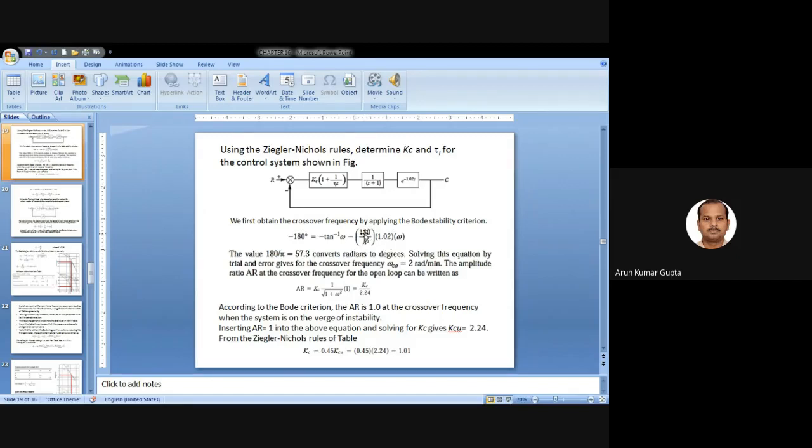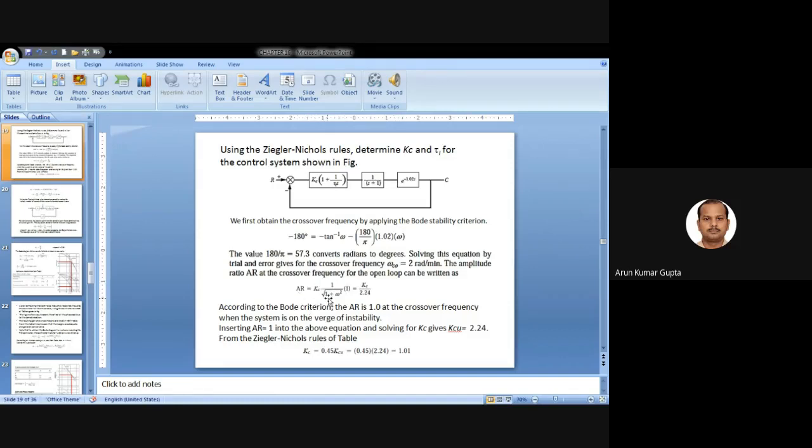We multiply this by 180 by pi to convert this to radians, otherwise it will give you some degrees. So, radian to degree. Okay. So from here, tan inverse omega, and if you solve this equation, that will give you omega equal to 2. So this is the crossover frequency, 2 radians per minute. This is clear. So from this we can find out the value of AR.